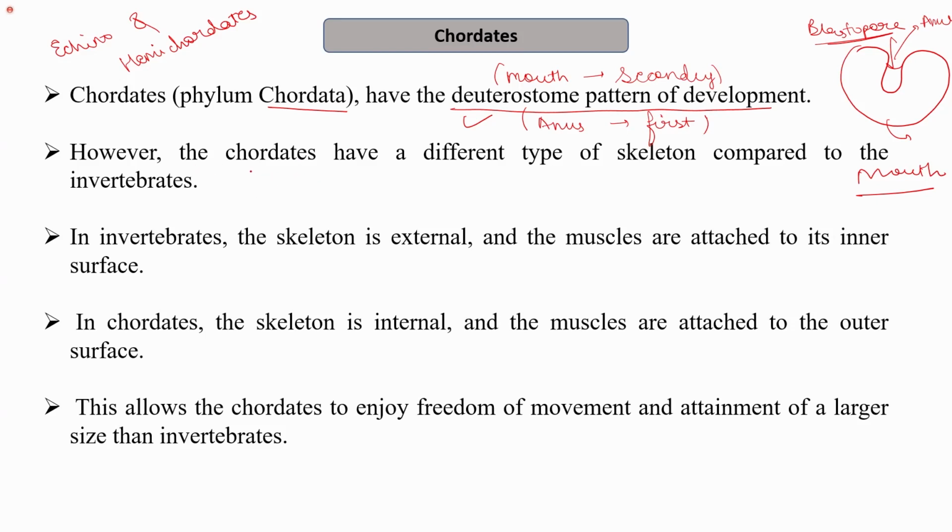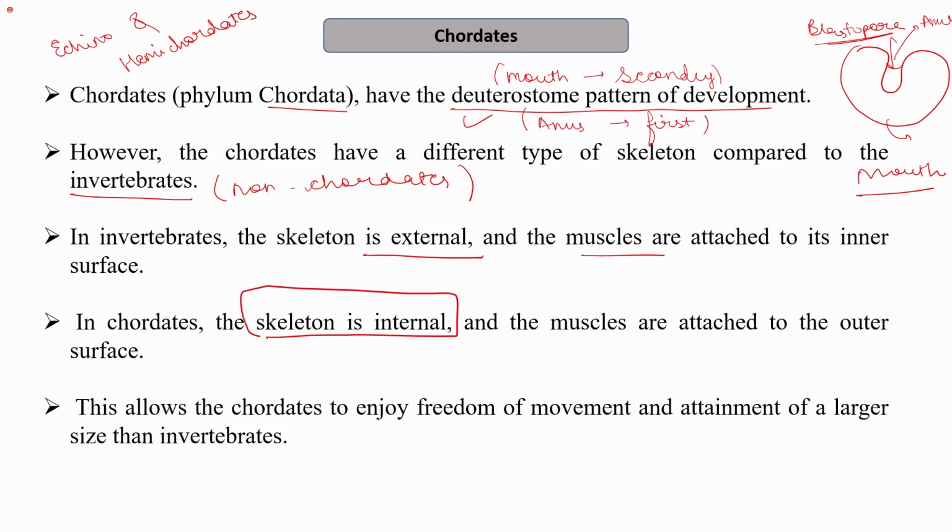However, the chordates have a different type of skeleton compared to the invertebrates. Here by invertebrates, we mean non-chordates. So in invertebrates or in non-chordates, the skeleton is external and the muscles are attached to its inner surface, as we see in case of arthropods also, as we see in case of mollusks also. So in chordates, the skeleton is internal, as we can see in case of humans. We have an internal skeleton and the muscles are attached to the outer surface.